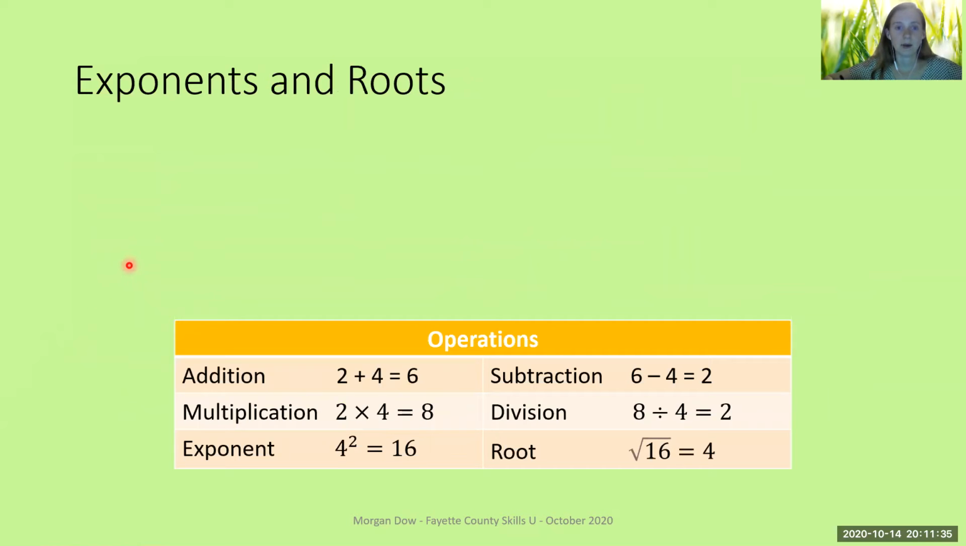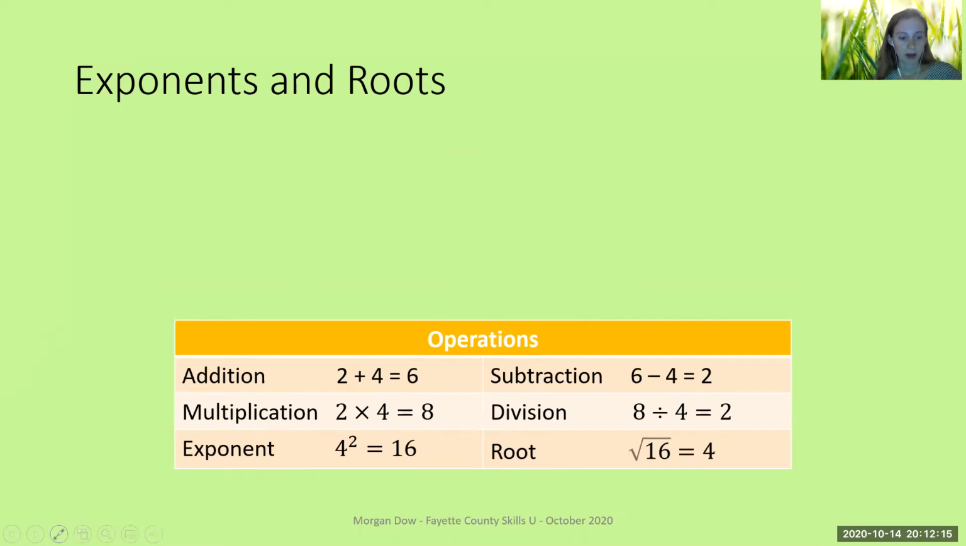We're going to start off by talking about exponents and roots. So exponents and roots are another pair of operations that we can add to our list of operations that we already know. You want to remember that operations are the things that we do with numbers, right? So if it wasn't for our operations, math would just be a list of numbers sitting there, not doing anything. Operations are the actions that we get to take with our numbers. So we already know about addition and subtraction, multiplication and division, and now we've got exponents and roots.